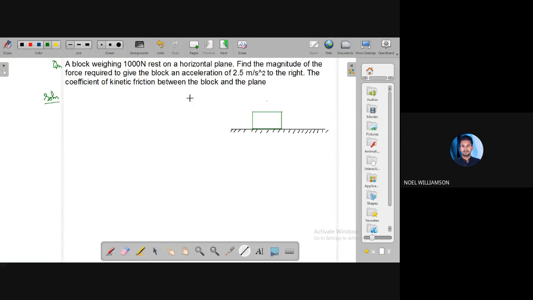The weight of the block is 1000 Newton. It rests on the horizontal plane like this. Find the magnitude of the force required to give the block an acceleration of 2.5 meter per second square towards the right. So in order to move this block towards the right, the force should be acting in the same direction, right? So let the force be like this.